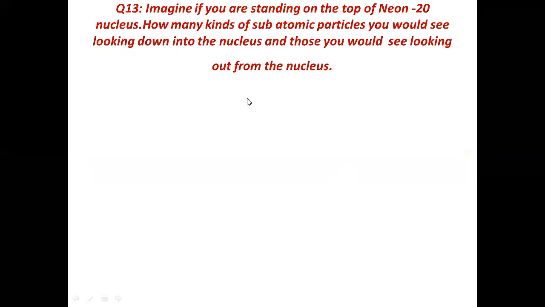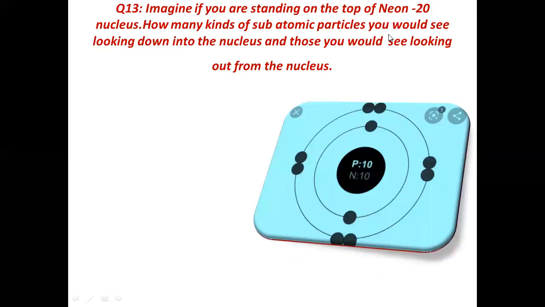Question number 13. Imagine if you are standing on the top of a neon 20 nucleus, how many kinds of subatomic particles you would see looking down into the nucleus, and those you would see looking out from the nucleus. Just imagine you are standing somewhere here. So what you can see inside the atom and outside the atom. Inside the atom is a nucleus which contains protons and neutrons, while electrons revolve around the nucleus.